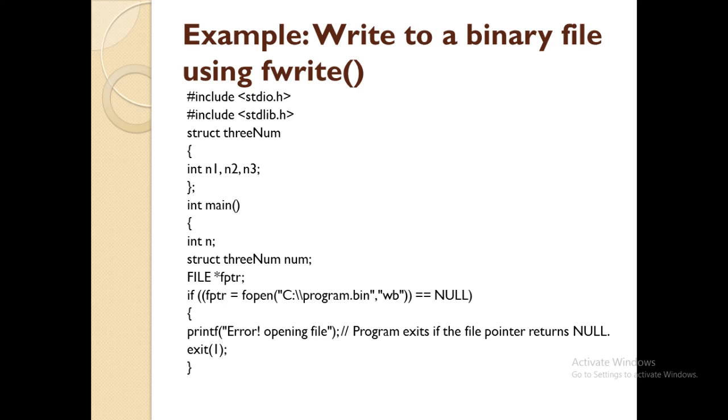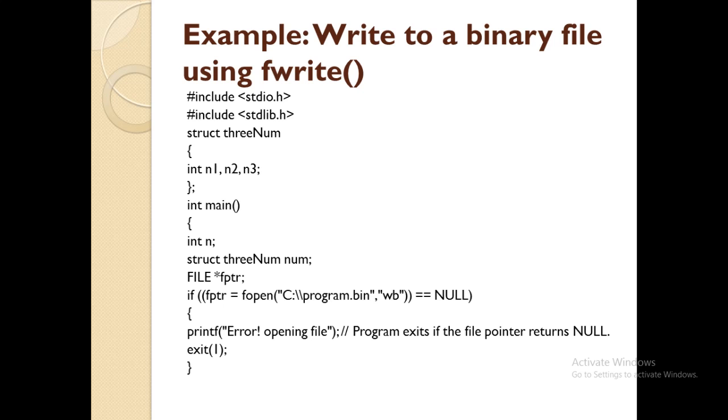In this case we are considering a structure 3num, where we are taking 3 integers, n1, n2 and n3, of integer type. Then inside the main function, first of all we are taking a simple integer variable, and then we are taking a variable of the structure type, that is of 3num. Then we are creating a file pointer variable, and then we are opening a file in wb mode. wb means we are opening a binary file in write mode, right?